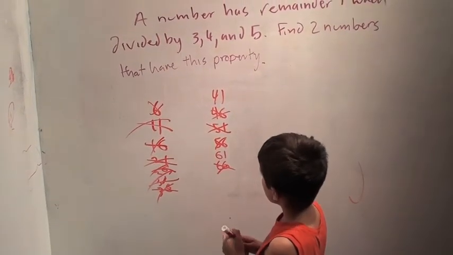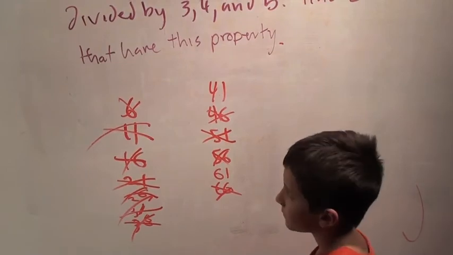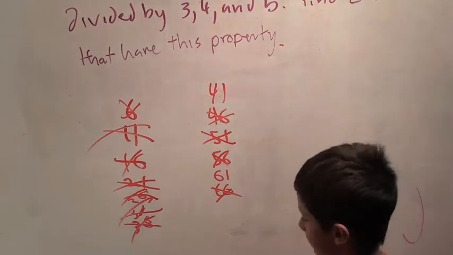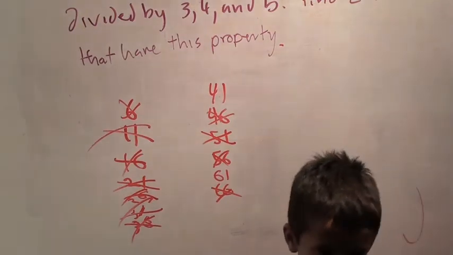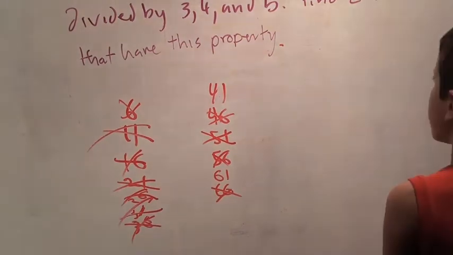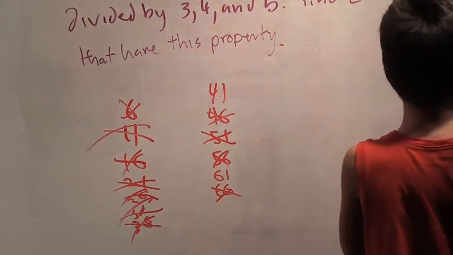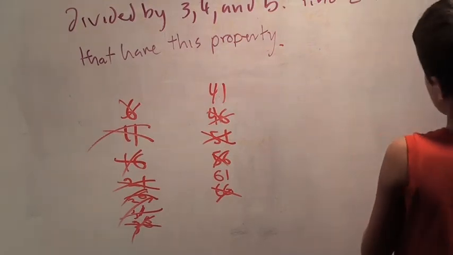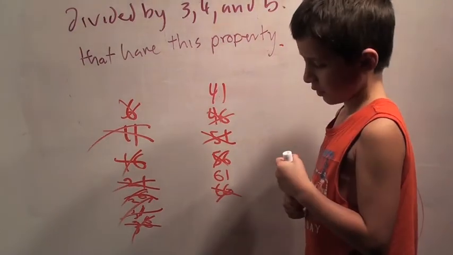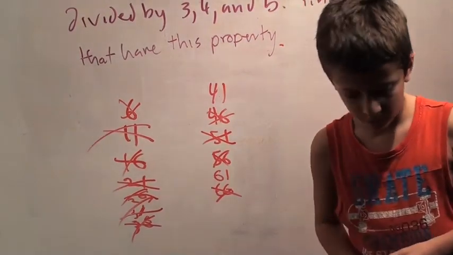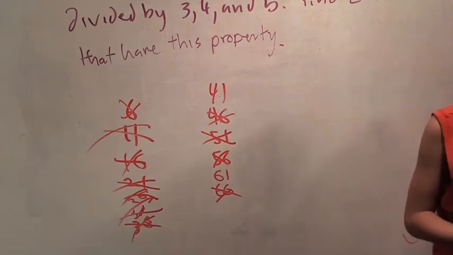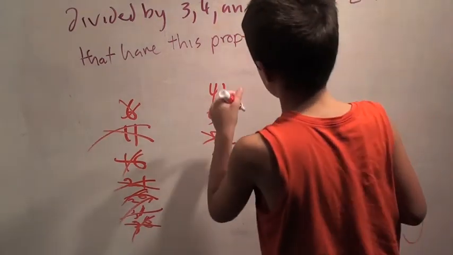All right, so 41. Is that divisible by 3? It's not divisible by 3. But 40 isn't divisible by 3 either. So what's the remainder when you divide 41 by 3? Well, 3 times 13 is 39, and then the remainder is 2. Okay.